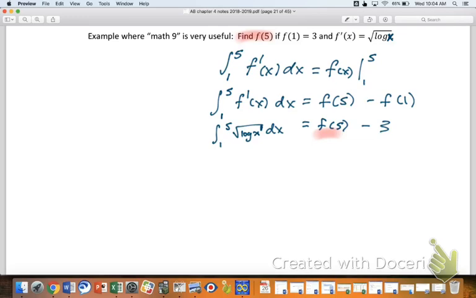Okay, so this is basically, again, using the net change theorem, saying that our final value equals the original value plus the change. Final value equals original value or starting value plus change. So see if you can navigate math 9 real quick and then add 3. And once you've done that, we should have f of 5.